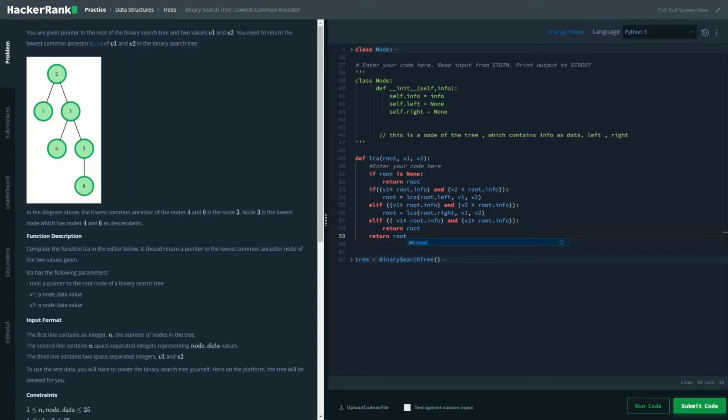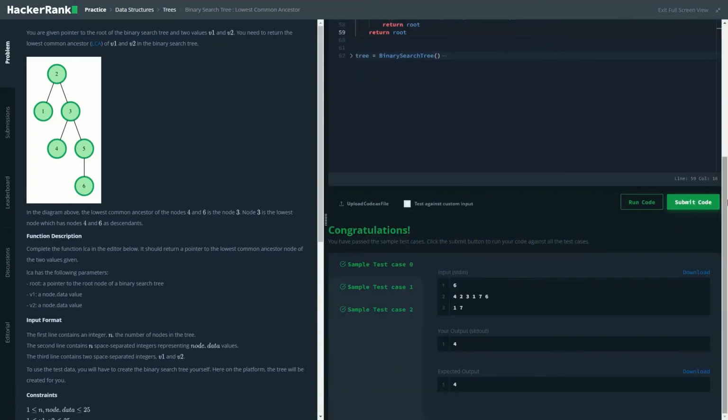So this is the way I thought of solving this solution, although I do have my issues with it, but it passes the test cases.